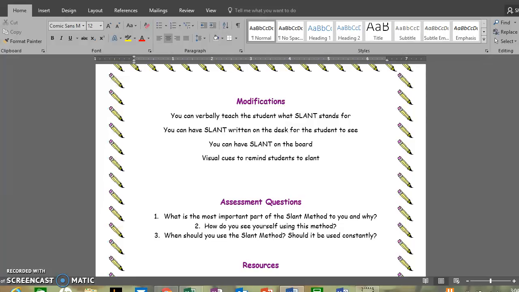Some assessment questions I have are, what is the most important part of the SLANT method to you and why? How do you see yourself using this method? And when should you use the SLANT method? Should it be used constantly?